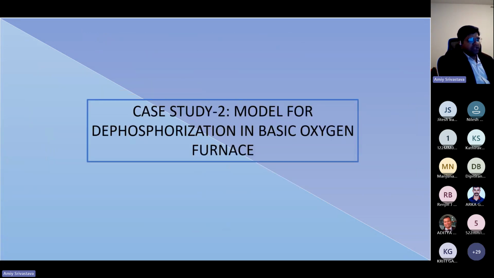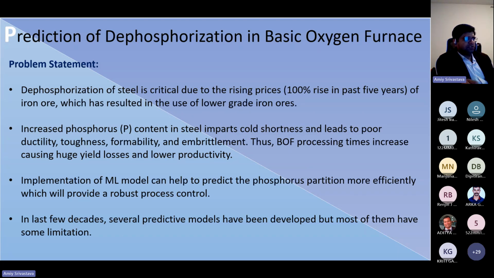Now let's talk about the second study. This is a model for dephosphorylation in basic oxygen furnace. This is also a pretty interesting study, and this paper was published in 2019. In this paper we predicted the coefficient of dephosphorylation. Some previous equations were already present, but those values were having more error, and we wanted to reduce the error by developing a new equation using machine learning models, like data driven models.